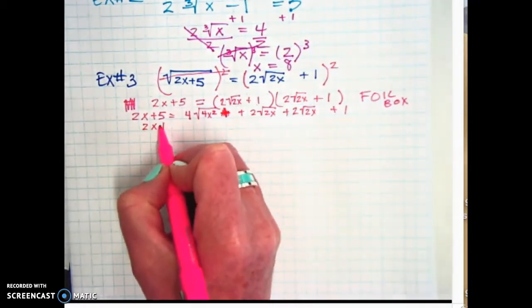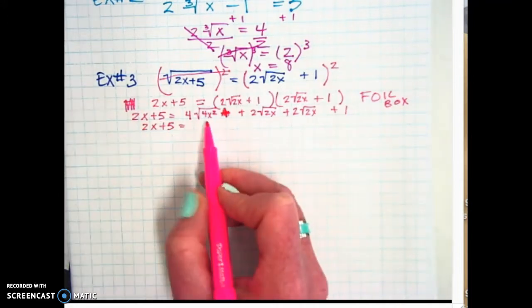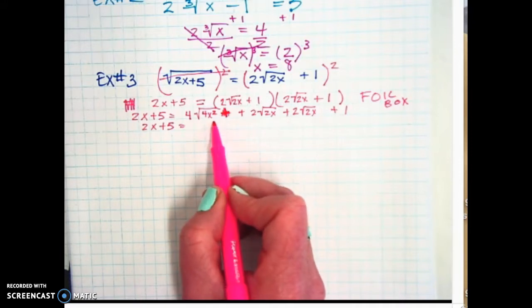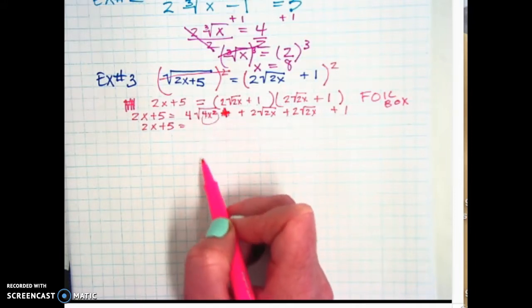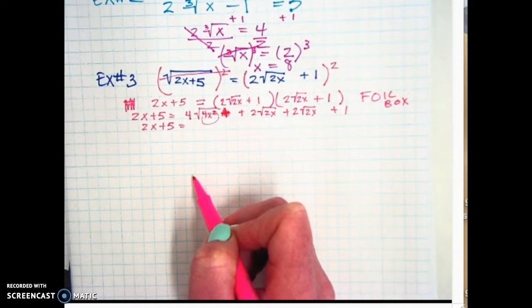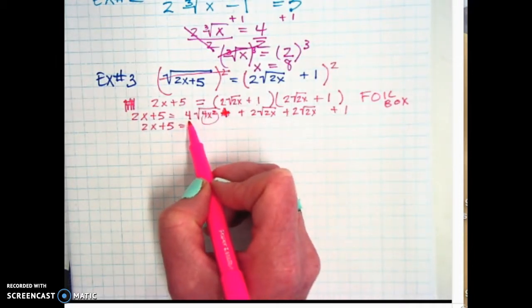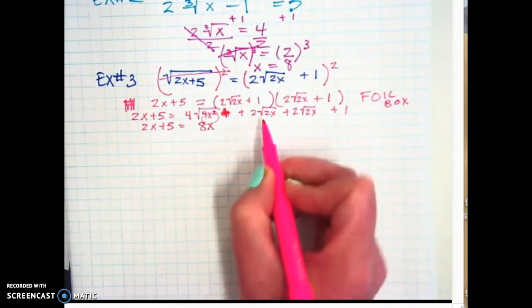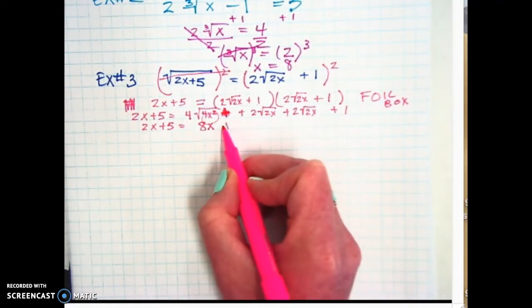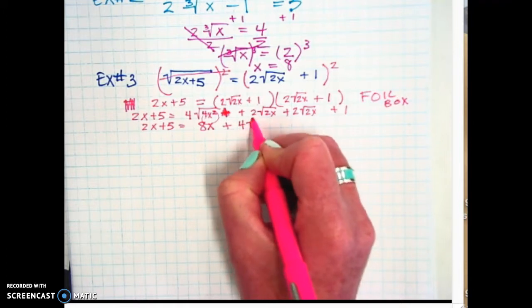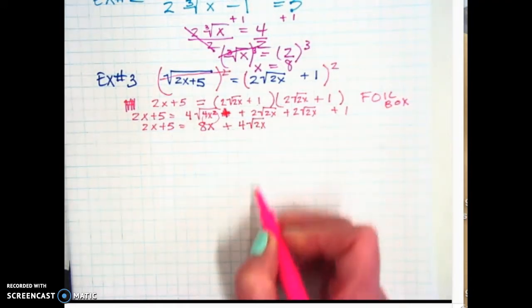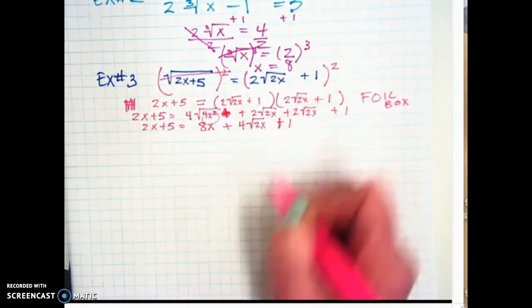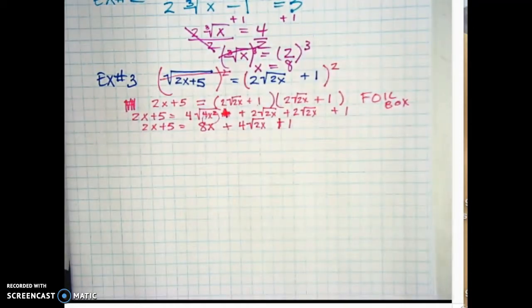So bring down the left side of the equal sign again. Let's see if we can simplify this one right here. We've got 4x squared underneath the radical. What's the square root of 4x squared? 2x. So we can multiply that by the 4 and get 8x. Right? These two are going to combine, so we're going to have plus 4 square roots of 2x. And then for right now, just bring down the 1. Okay.